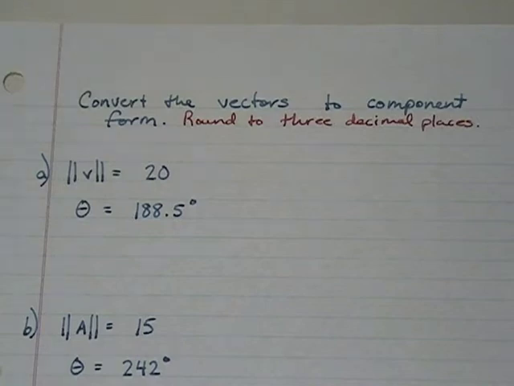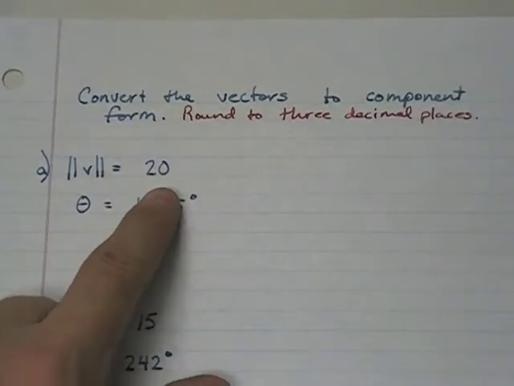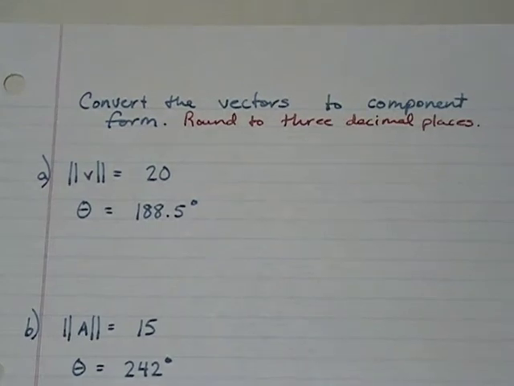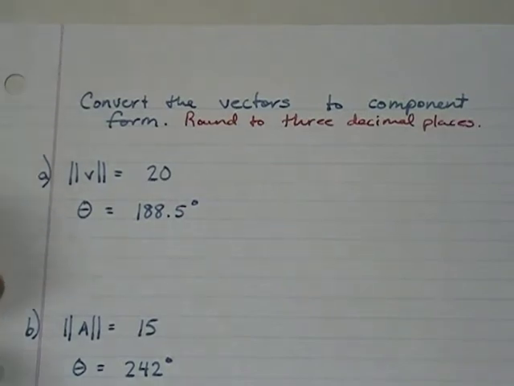So our task today, we've been given three vectors that are in magnitude and direction format. The magnitude of the first vector is 20 and the direction is 188.5 degrees. And we've been asked to convert these vectors into component forms. So in other words, we want to break this vector from, say, a speed in a direction or a distance in a direction into an x and a y component.